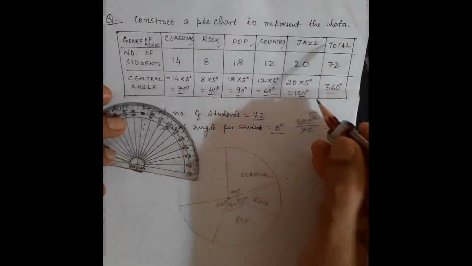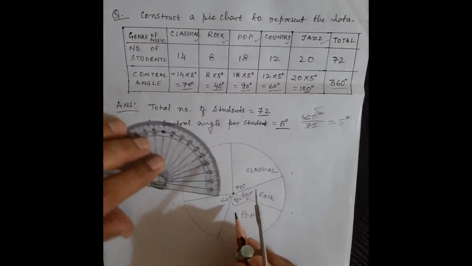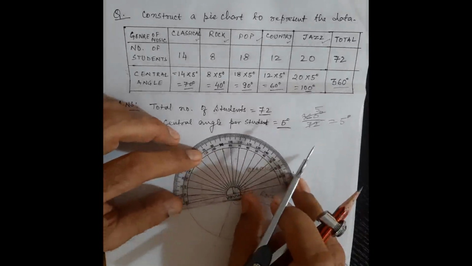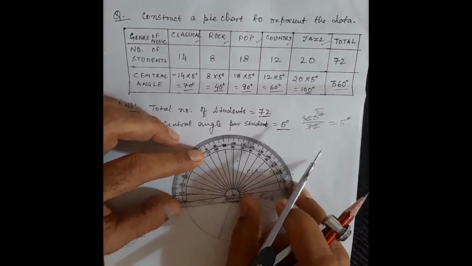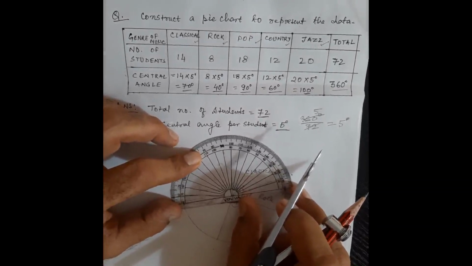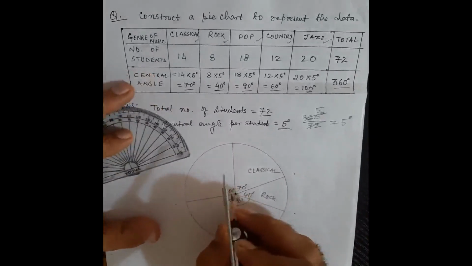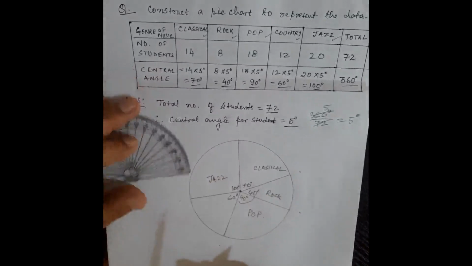Then the last one is 100 degree. Now after adding all this, the last sector should remain as 100 degree. If all angles are made correctly, you can measure it and you can see this is already 100 degree. So this 100 degree, the remaining one is for your jazz music. So this is how you make sectors.